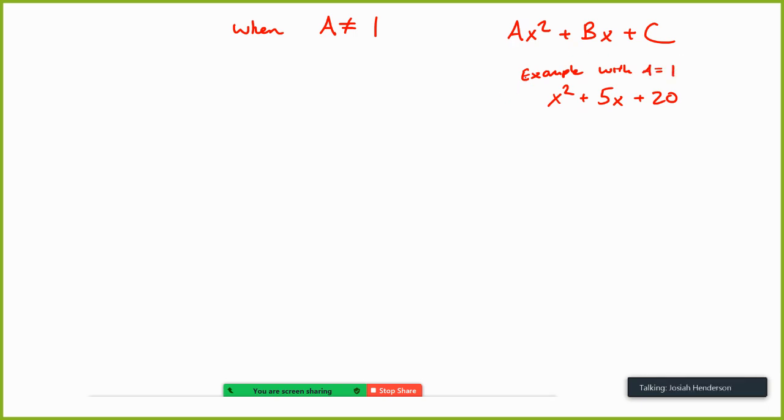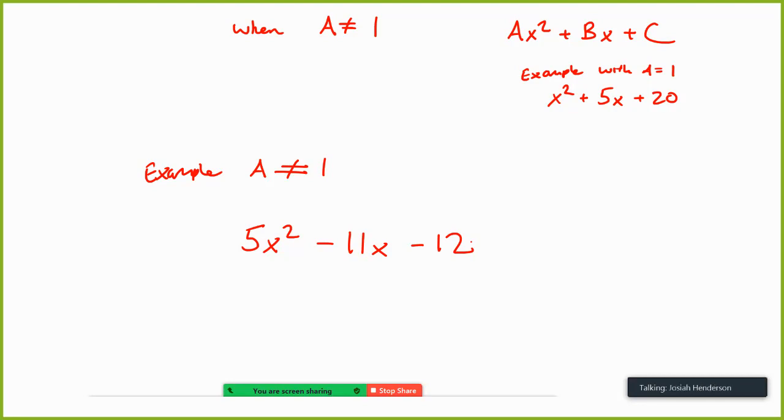But now we're going to have examples when a is not 1. Example for a not equal to 1. Let's start with this: 5x squared minus 11x minus 12.